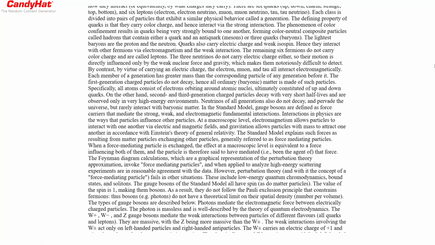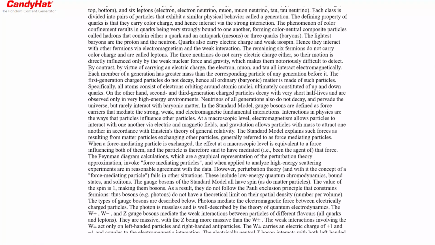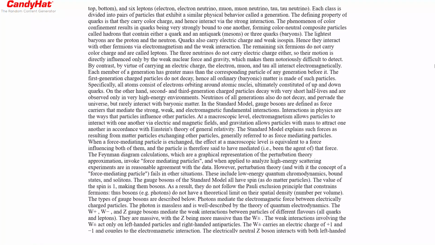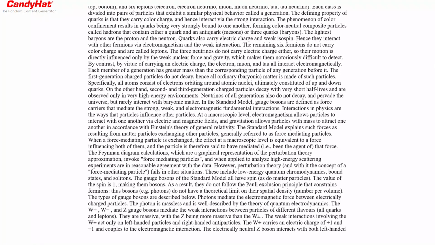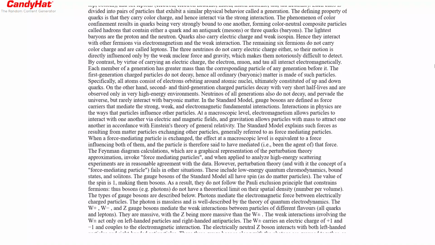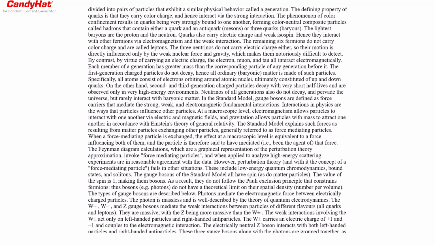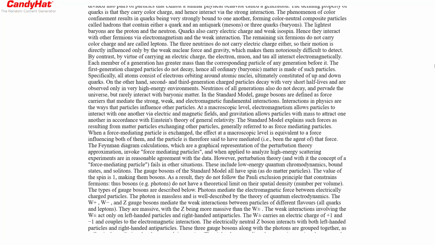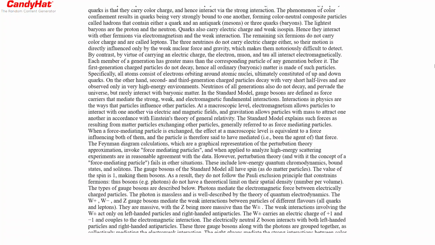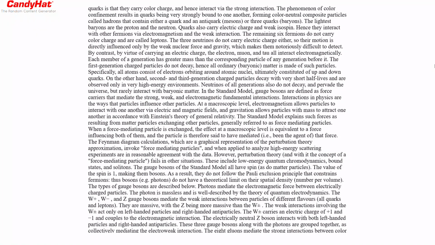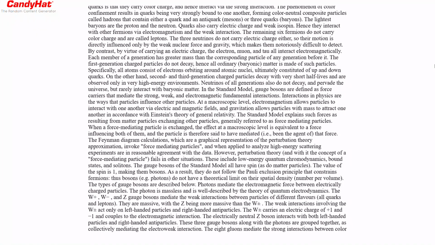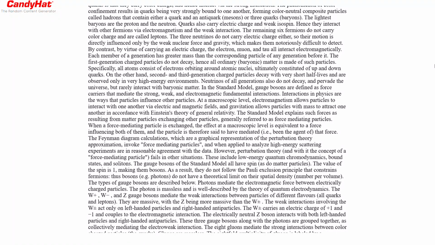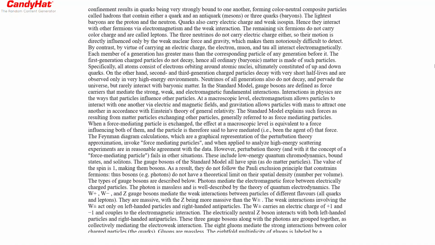The gauge bosons of the Standard Model all have spin, as do matter particles. The value of the spin is 1, making them bosons. As a result, they do not follow the Pauli exclusion principle that constrains fermions, thus bosons, e.g. photons, do not have a theoretical limit on their spatial density, number per volume. The types of gauge bosons are described below.